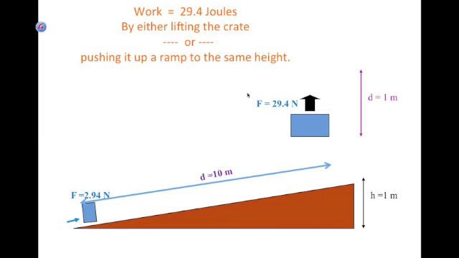So if we look at this comparison side by side, by either lifting this crate or by pushing it up a ramp to the same height, we're going to do the same amount of work on the crate. We're going to transfer the same amount of energy to the crate, in this case, 29.4 joules. The difference, notice, is a big difference in the forces required. There's a force of 29.4 newtons to lift it straight up, where we only have a force of 2.94 newtons when we use the ramp. And the distance moved was only 1 meter when we lifted it straight up, but it was 10 meters when we used the ramp. That's pretty important information.